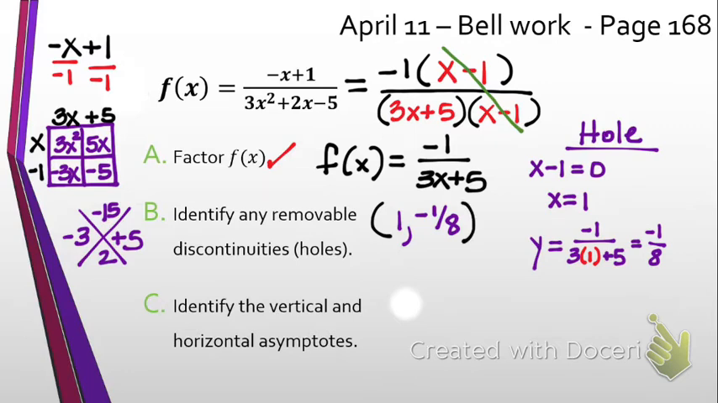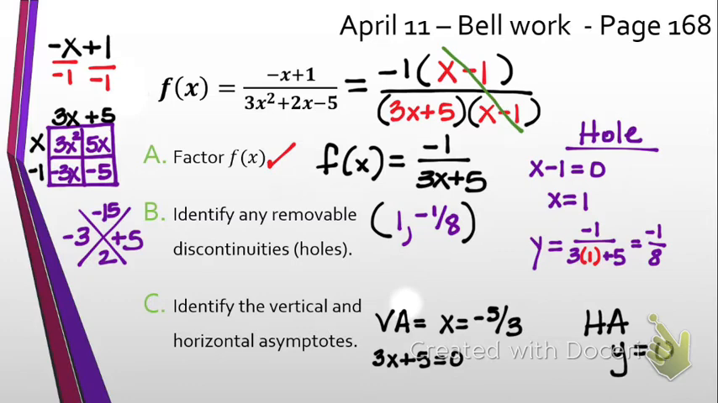And then lastly, your vertical asymptote. This is a little different because we have 3x plus 5. So you have to set that equal to 0. Go ahead and solve that for x. And you should get x equals negative 5/3. That's your vertical asymptote, and your horizontal asymptote is y equals 0.